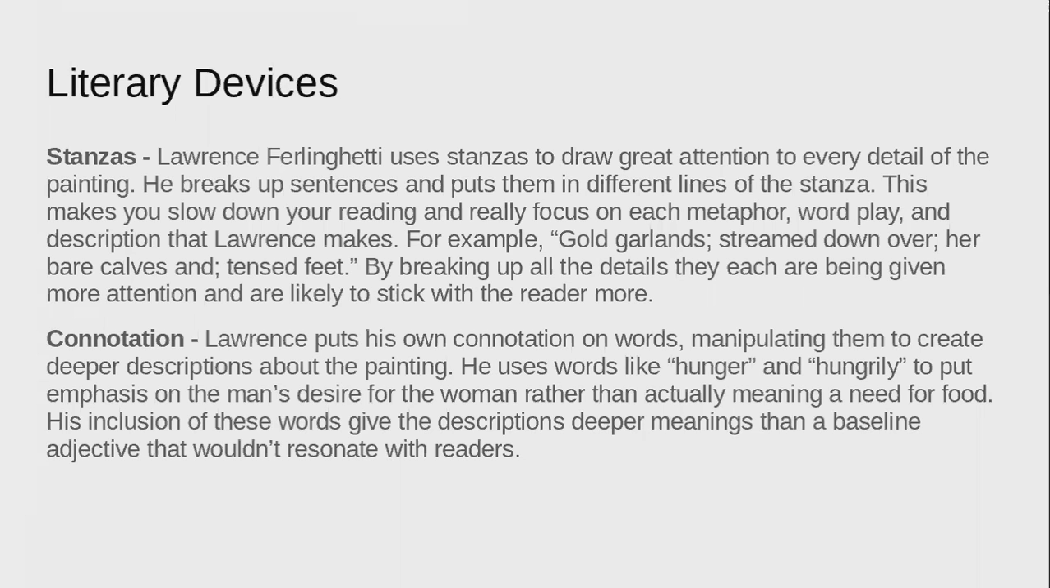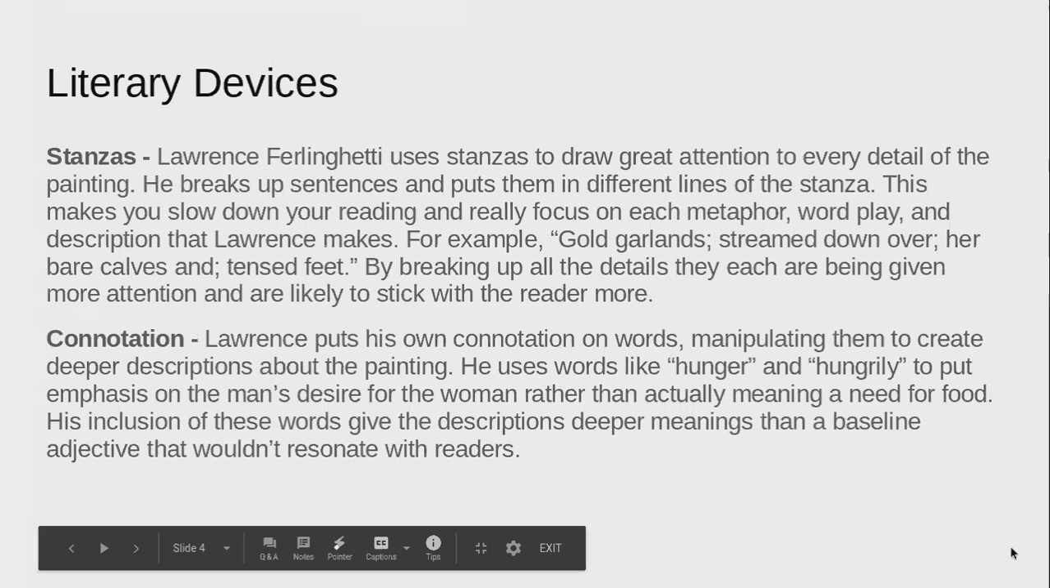And another literary device he used was connotation. Lawrence put his own connotation on words, manipulating them to create deeper descriptions of the painting. He used words like hunger and hungrily to put emphasis on the man's desire for the woman rather than actually meaning a need for food. His inclusion of these words give descriptions deeper meanings than the baseline adjective that would not resonate with the readers.